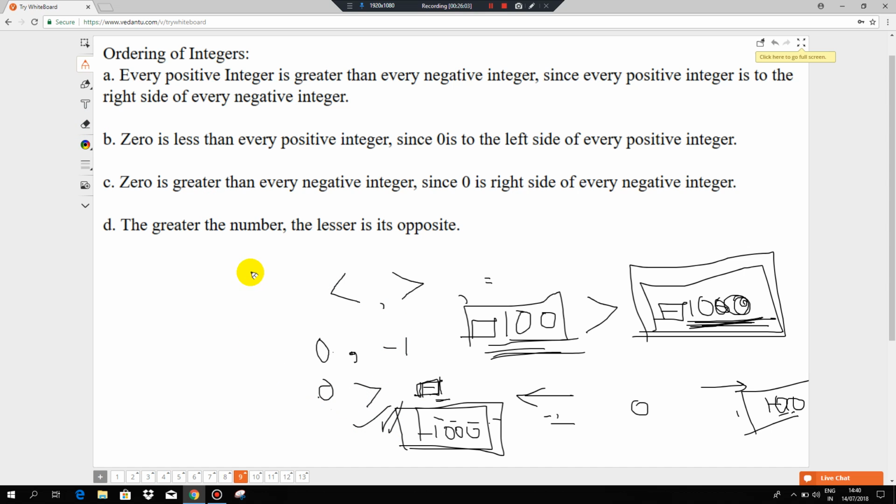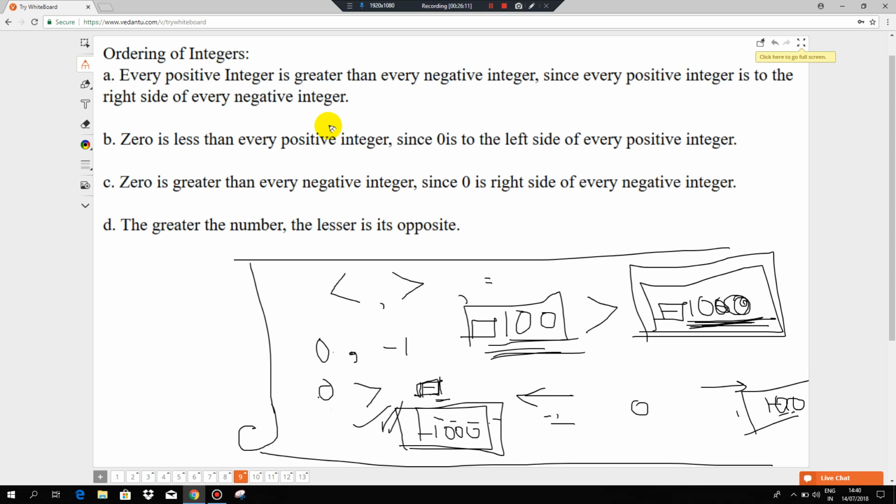So we come to the conclusion that every positive integer is greater than every negative integer, since every positive integer is to the right side of every negative integer. This I have told you, right side and left side of negative and positive. 0 is less than every positive integer, even 1, because 0 is on the left side of every positive integer. 0 is greater than every negative integer, since 0 is on the right side of every negative integer.